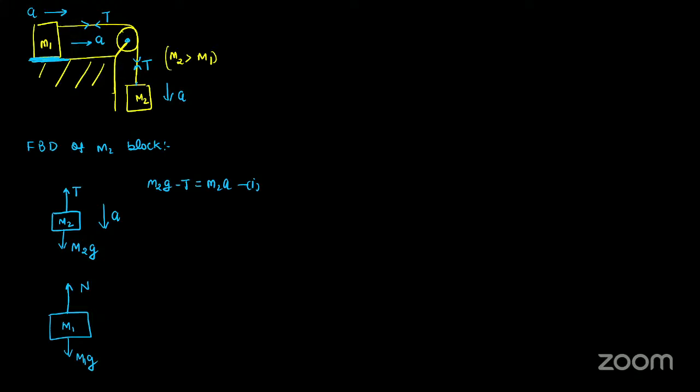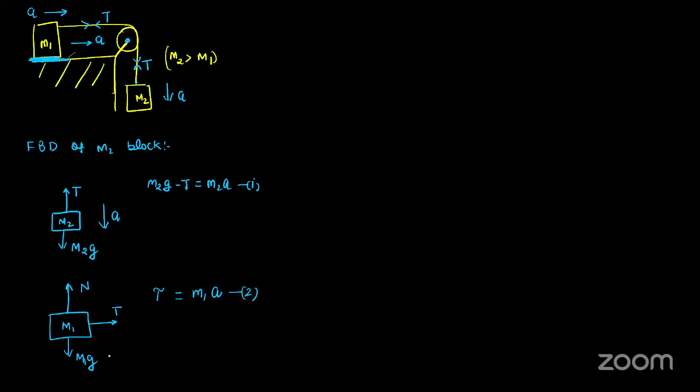Although this will play no role here, it comes into the picture only when the surface has some friction. On this side we have a tension force constantly pulling the block in the downward direction, and only this force is present. So we apply the equation in the horizontal direction: T, the only possible force in that direction, is equal to M1A. This is equation number 2.